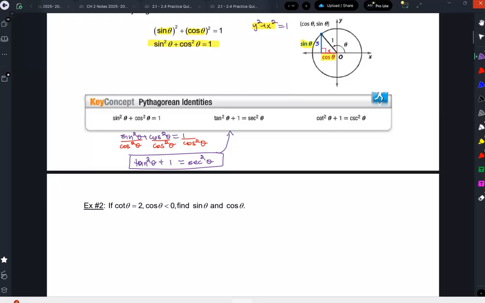All right? Now, let's do it again. This time, let's divide by sine squared theta, because it's fun and we can. Equals 1.